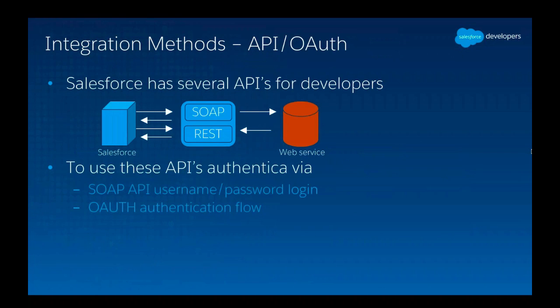So there are a couple of authentication or authorization methods that we use within that integration. You can use the SOAP API, which will lead you to a user password-based login, or you can use the OAuth authentication flow within your applications. Easiest way is by using the OAuth. You receive an access token.